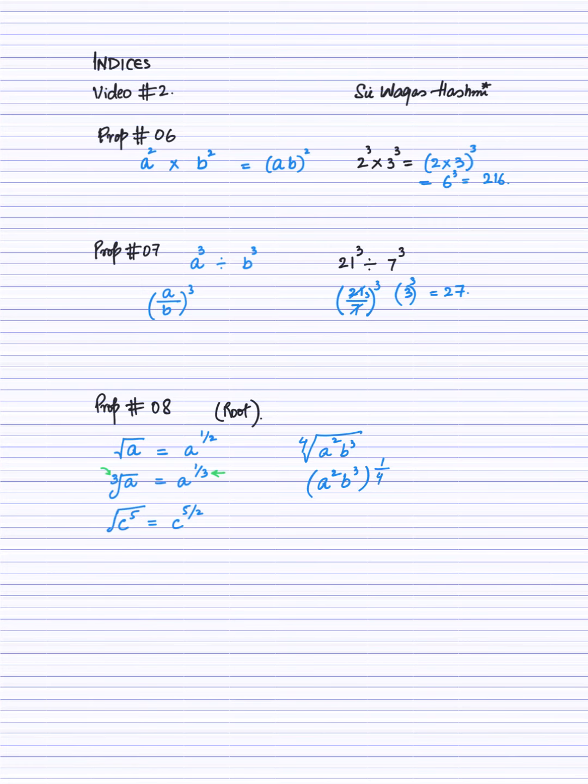That power 1 upon 4 applies to both a and b. So if I write it separately, it will be a square with the power of 1 upon 4 and b cube with the power of 1 upon 4. So you can simplify it. It will be 2 1s are 2 and 2 2s are 4. So the leftover part is a to the power 1 upon 2 and b to the power 3 upon 4.